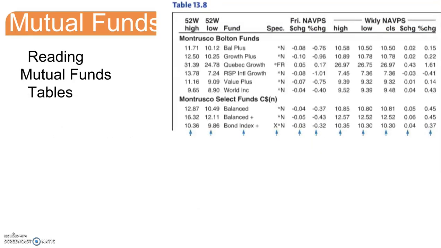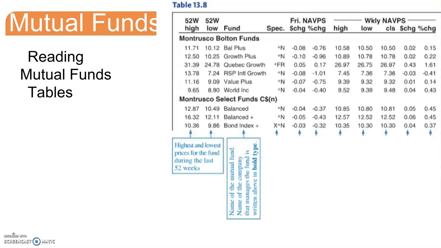So what we're going to do is read the tables for the mutual funds and talk about those. The first two columns are the 52-week high and the 52-week low for the particular fund. Then you have the name of the mutual fund and the name of the company that manages the fund written above it in bold type. So we can see Bolton Funds is a company and it manages these funds. And then Select Funds manages those three funds.